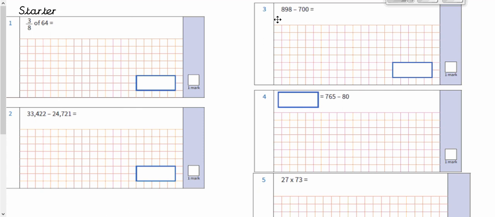So first off is our starter, to get ourselves warmed up. You're going to choose which ones to do mentally, which ones to do a written method for, and then we'll go through the answers. So get it paused in a second, and then unpause, and we'll go through answers. Get it paused now. And hopefully you're back, so let's start going through those answers.